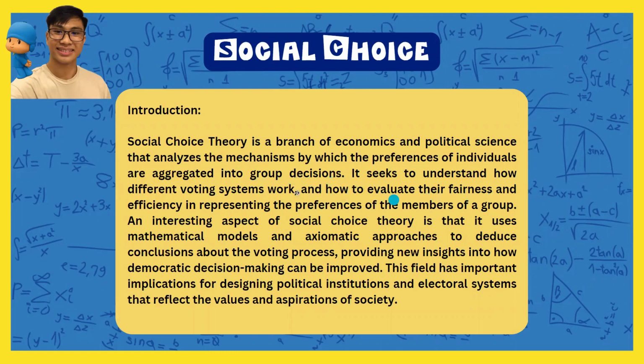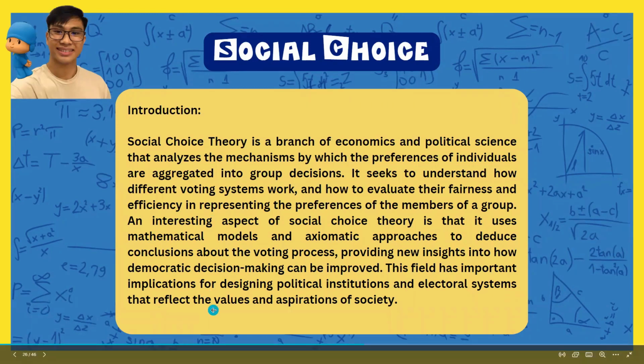It seeks to understand how different voting systems work and how to evaluate their fairness and efficiency in representing the preferences of the members of a group. An interesting aspect of social choice theory is that it uses mathematical models and axiomatic approaches to deduce conclusions about the voting systems and processes, providing new insights into how democratic decision making can be improved. This field has important implications for designing political institutions and electoral systems that reflect the values and aspirations of society.